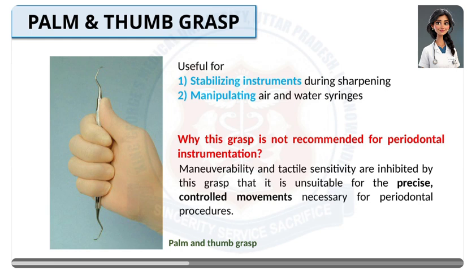The palm and thumb grasp is effective for stabilizing instruments during sharpening and manipulating air and water syringes. However, it is not recommended for periodontal instrumentation due to its limitations in maneuverability and tactile sensitivity.